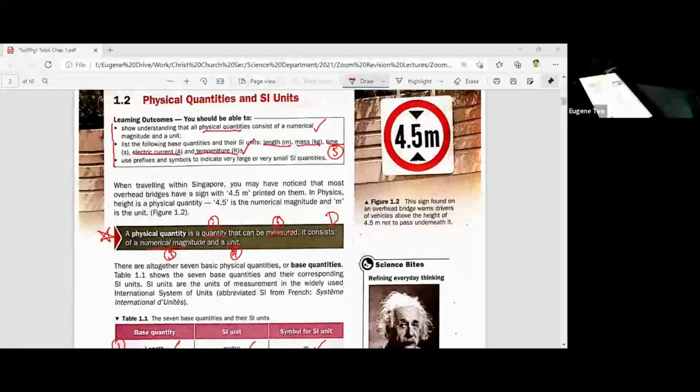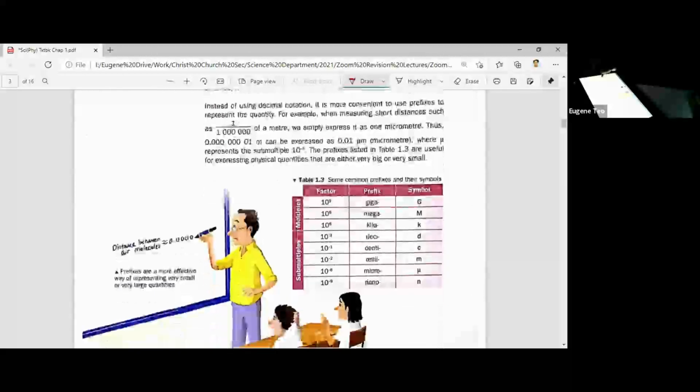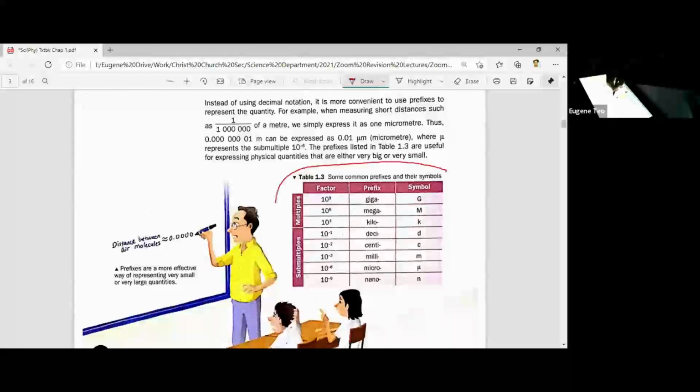Okay, so let's go into it. Now, this table, you will need to remember it. Typically it's tested quite often in terms of unit conversion. So for unit conversions, it's quite important. You need to know how to do it.